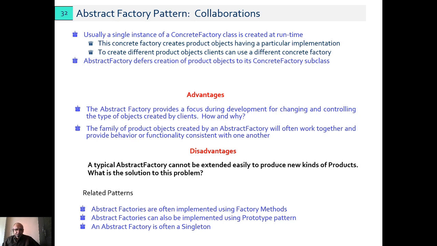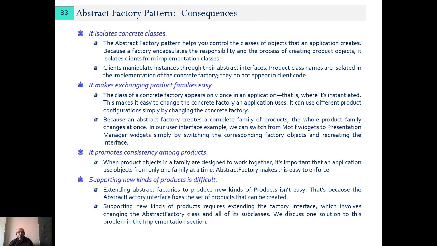Disadvantages: easy creation of new kinds of products is not possible. Related patterns are factory method and prototype, where you are working around with cloning. We should understand it with the examples. And the consequences: it isolates the concrete classes. It makes exchanging product families easy, because you are working around with the concrete classes.